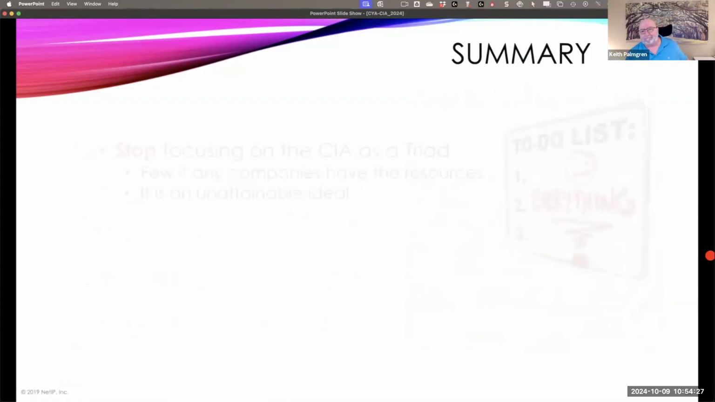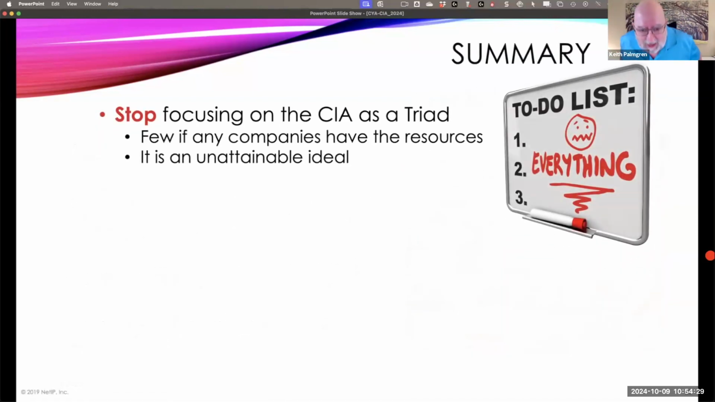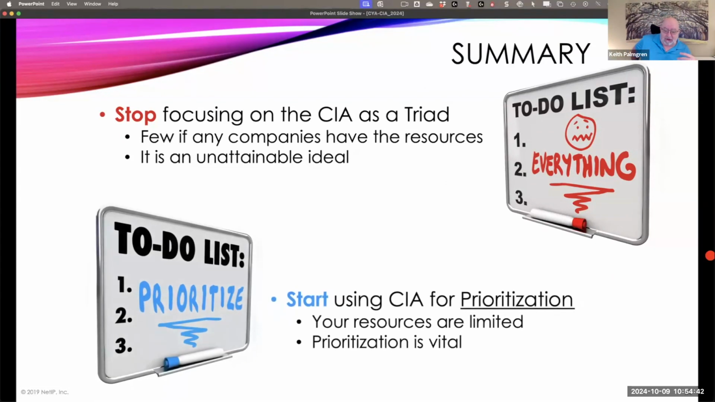Okay. So summary. Stop focusing on the CIA as a triad. It's a mistake. It is an unattainable ideal. Okay. Very few, if any, companies have the resources necessary to accomplish that triad. Instead, start focusing on CIA as a method of prioritization. You have limited resources. Prioritization is absolutely vital.